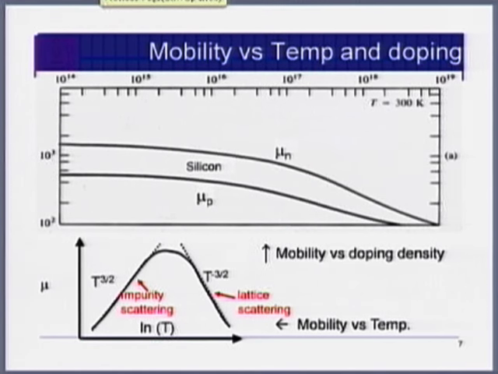At higher temperature also, your mobility decreases, right? Because at higher temperature there is lattice vibration, and because of the lattice vibration there is more chance that the electron moving around will collide with the atom. And because of the increased probability of collision, as temperature increases, your mobility decreases.